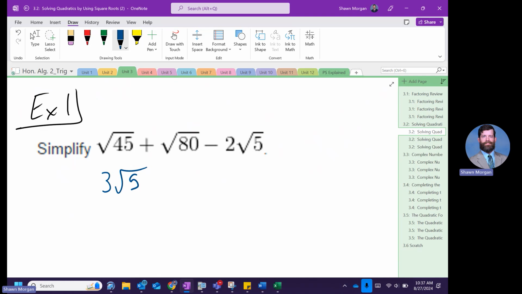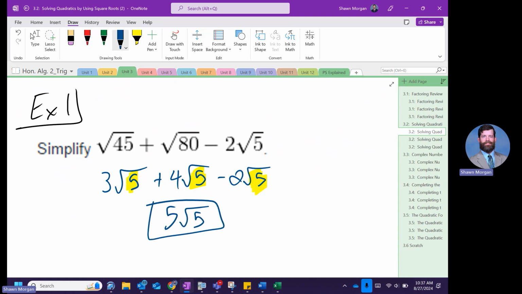Okay, class. Be smart about this one. What goes into 80? I like 16. 16 goes in how many times? 5. So this is 4 radical 5. And then all of a sudden, we got the same radicand. So we just tally up their coefficients. 3 plus 4 is 7, minus 2 is 5. So we got 5 square root 5.